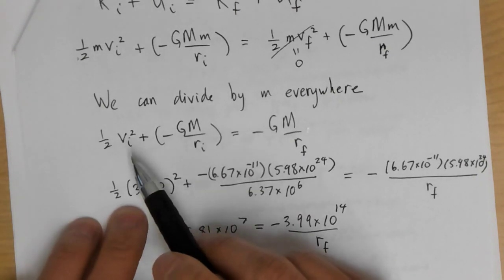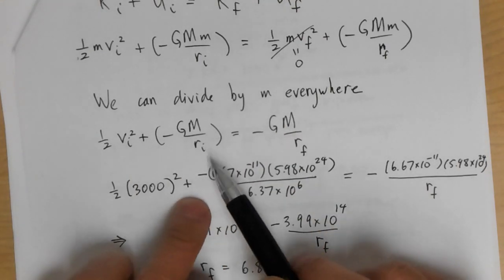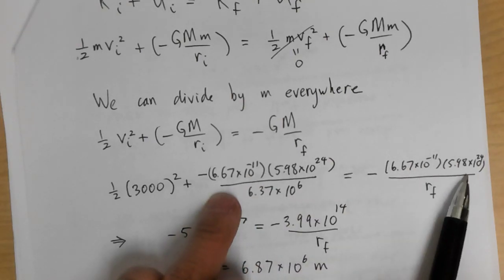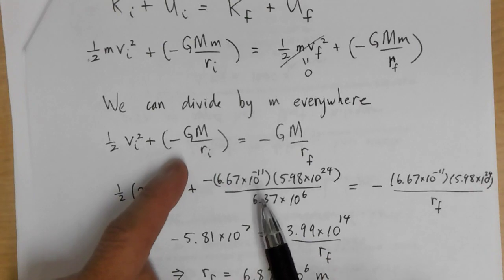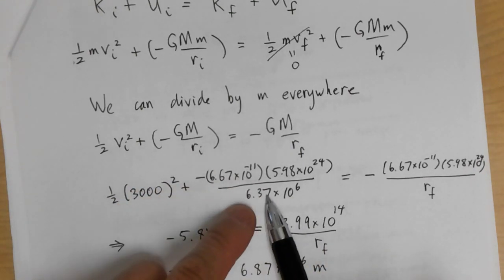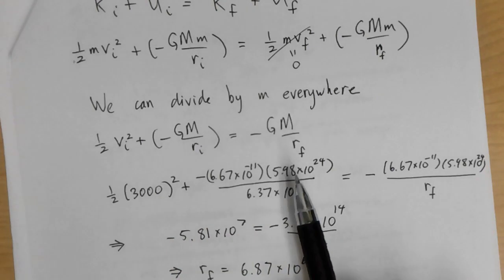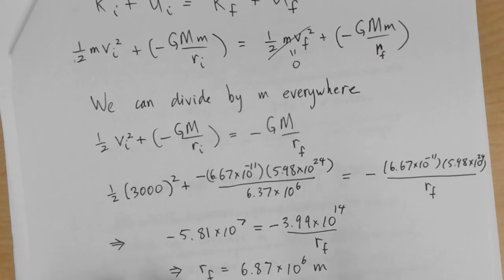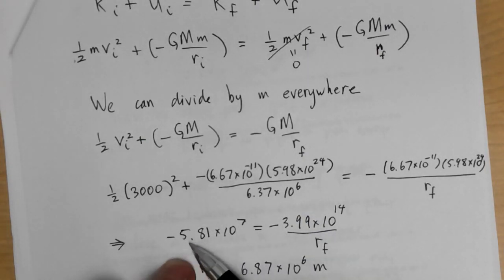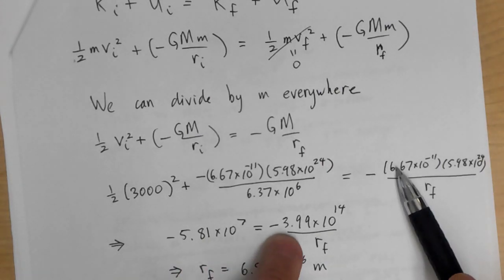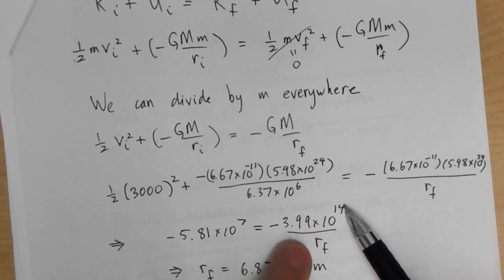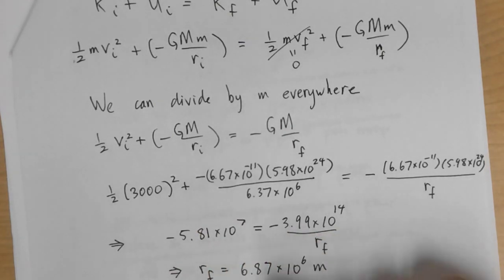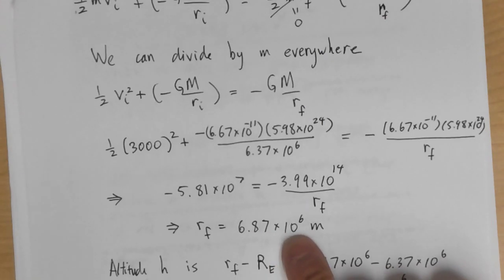And so we have 1/2 times the initial speed 3,000 squared, and then capital G, 6.67 times 10 to the negative 11th, and the mass of the Earth, 5.98 times 10 to the 24th. Put that in for these two terms as well. The initial R is going to be the radius of the Earth, which is 6.37 times 10 to the 6th meters. R final is what we want to find. We're going to have to subtract out the radius of the Earth to get the altitude, but we'll do that later. This side comes out to negative 5.81 times 10 to the 7th. And the numerator on this side becomes negative 3.99 times 10 to the 14th, divided by R final. Now we can cross multiply and divide by negative 5.81 times 10 to the 7th and get our R final of 6.87 times 10 to the 6th meters.